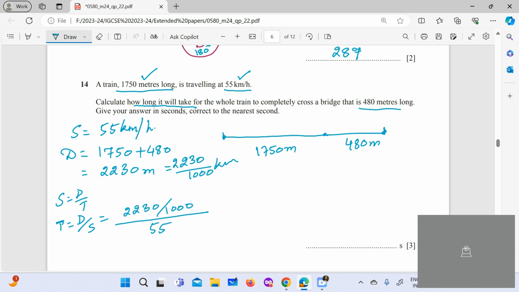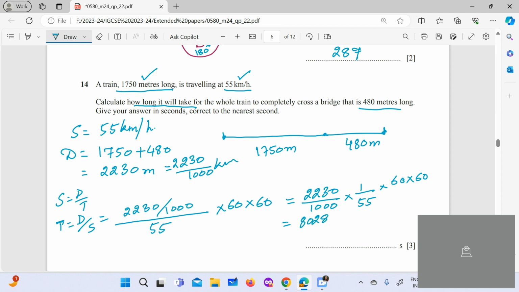Okay, now our question also says that we have to give our answer in seconds. It means we need to multiply 60 times 60 because the speed is given in per hour. So we will multiply by 60 and then you get 2230 over 1000 into 1 over 55 into 60 times 60. You can put all the values in your calculator. Be careful when you are putting the values in the calculator. You have to be really good at using calculators.